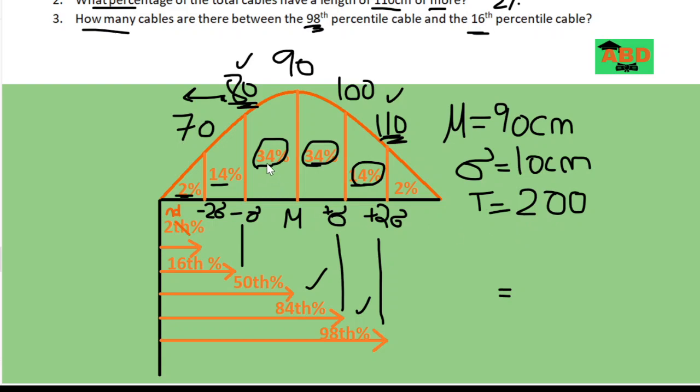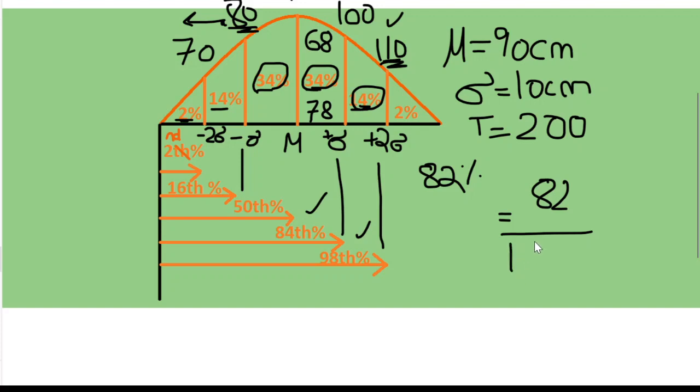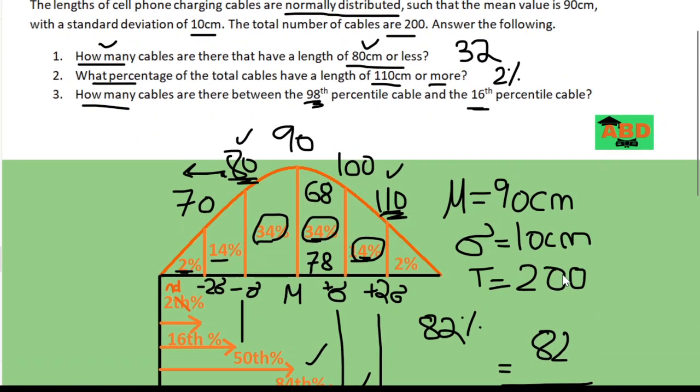So if I combine 34 and 34, I get 68. I add a 14, I get 82. So 82% of 100 is 82. I double that, I get 164. So the answer for the third is 164.